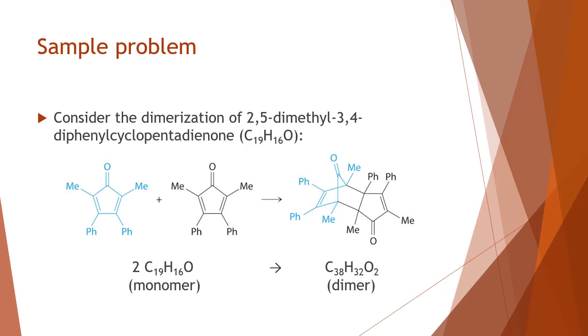To refresh your memory on how to do this, consider the following reaction. This is an example of a dimerization reaction, commonly done in the manufacture of pharmaceutical drugs. In a dimerization reaction, two molecules of the reactant, called the monomer, come together to form the product, which is called the dimer.